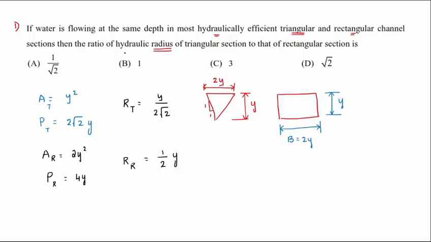So the question here is asking about the ratio of hydraulic radius of the triangular channel to hydraulic radius of the rectangular channel, which will be y by 2 root 2 divided by 1 by 2 y. On simplifying this, you will end up with an answer of 1 by root 2. Option A will be the appropriate right answer for the given question here. Very simple question. Basic fundamental formula should be used, right? So 1 by root 2, which is option A, is the right answer.